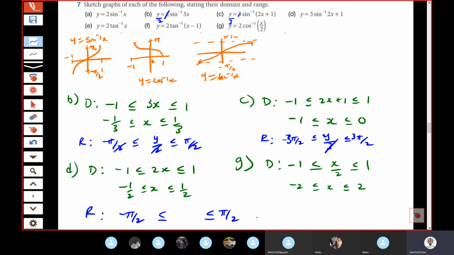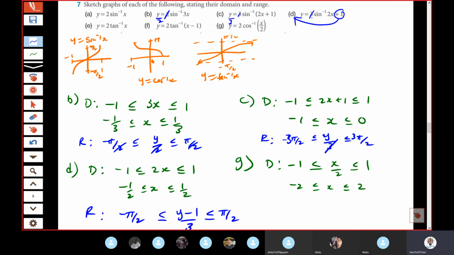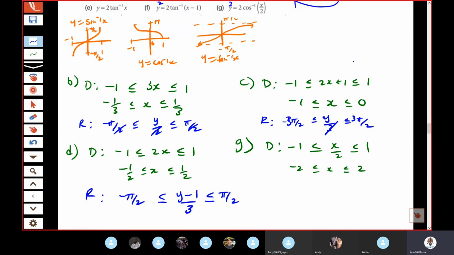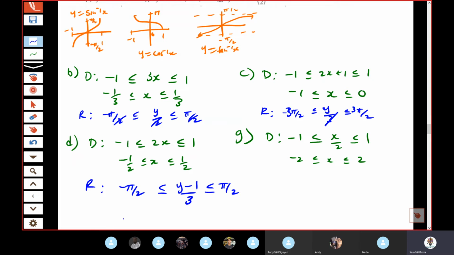Say it again. Y minus 1, you would have to minus the 1, then you would have to divide by 3. Remember, you want to make this monic. So y minus 1 on 3. That's how that works. You have to make inverse sine only. So you've got to bring the 1 over, then divide by 3. All right, then it's easy. Times by 3 and plus 1.